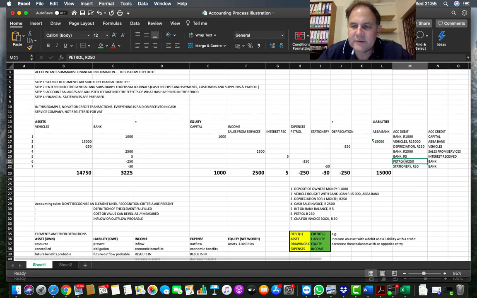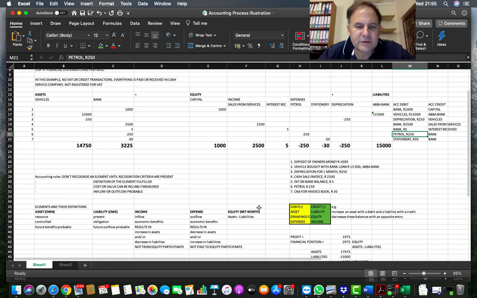Now, in this example, petrol, if you go to the definition of an expense, it's an outflow of benefits. Now, as you're consuming that petrol, it's an outflow of benefits from your organization. Hopefully, it's generating income, because that's what an expense is. It's actually designed to. It should be generating income. It's the point of spending money in a business.